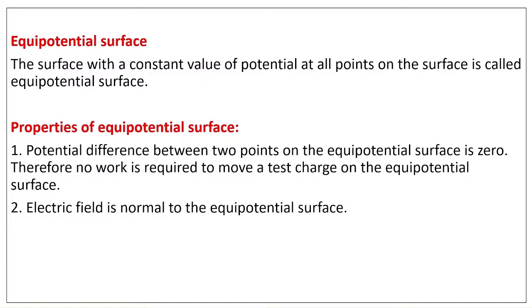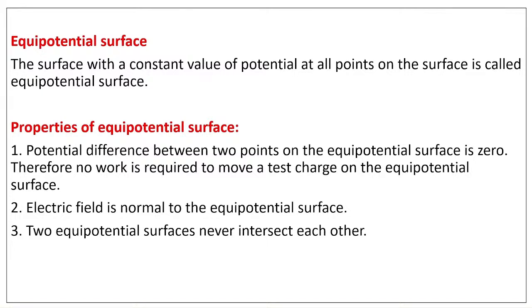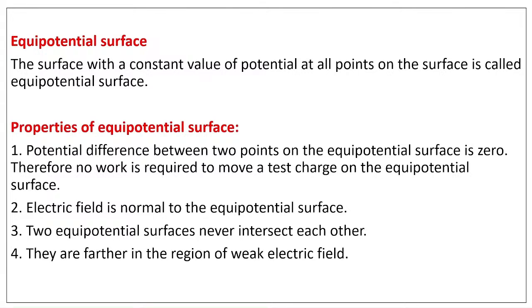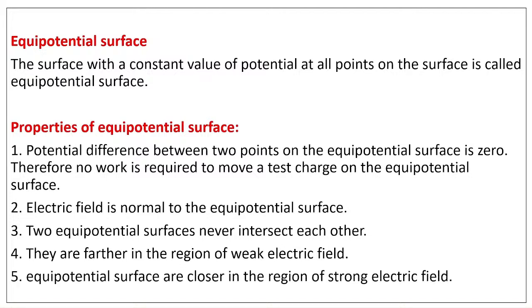2. Electric field is normal to the equipotential surface. 3. Two equipotential surfaces never intersect each other. 4. They are farther in the region of weak electric field. 5. Equipotential surfaces are closer in the region of strong electric field.